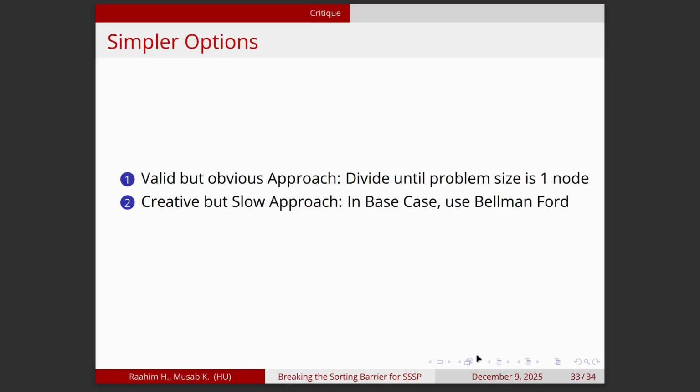Lastly, we provide some less efficient yet inspired approaches to the same problem. One which we partly discussed earlier is to just keep dividing until the problem size is one node, instead of stopping when the problem size is k nodes. Now, this is very interestingly the same as Dijkstra by itself, but it's really cool to see another way to get to that solution. Another creative but slower approach is that in the base case for BMSSP, instead of using Dijkstra, we use Bellman-Ford. The only issue is we need to complete k nodes, so we need to relax k times, and that can be a bit expensive.